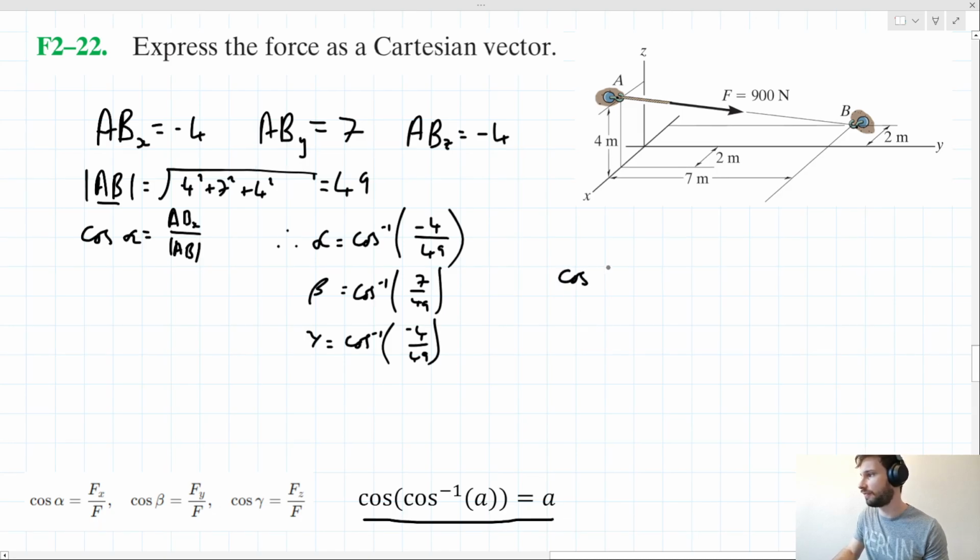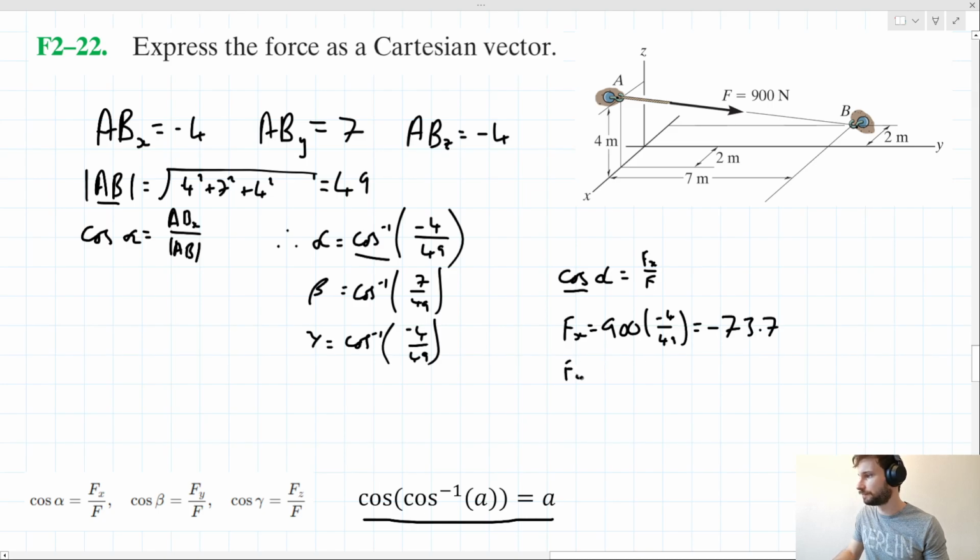So if the cos of alpha is equal to the x component of F over F, then we can say that the x component of F is equal to F, which from our diagram we can see is 900, times the cos of the inverse cos of minus 4 over 9. So we can just cancel those cos functions and put our minus 4 over 9 in here. And when we put that into our calculator, we get a value of minus 400.